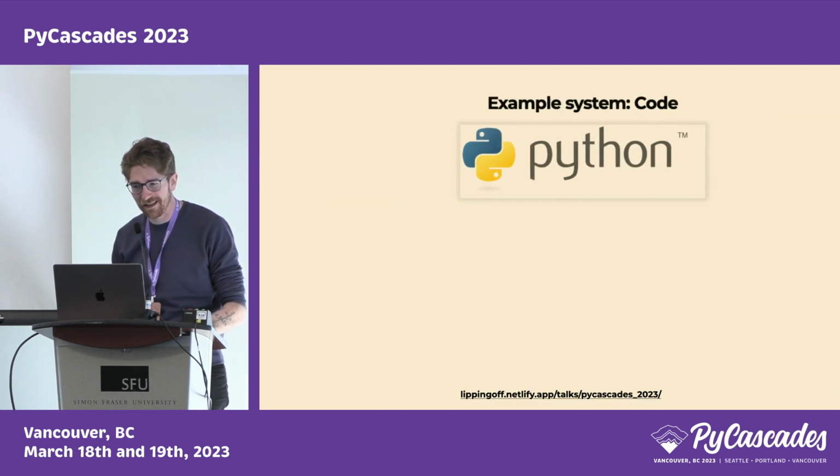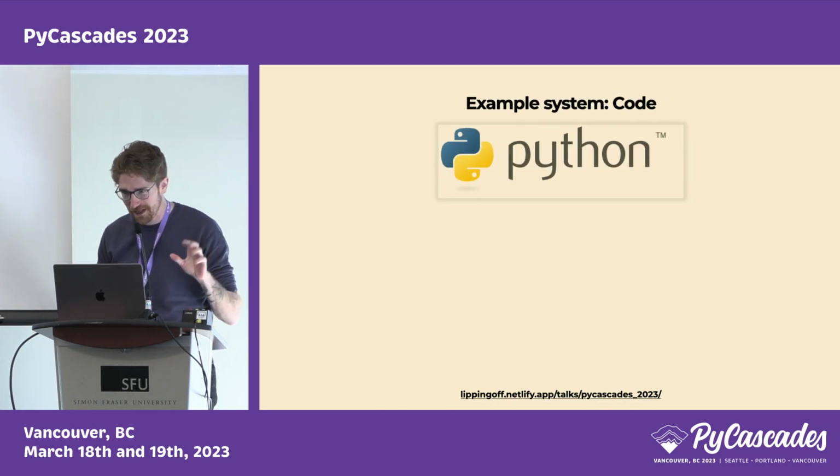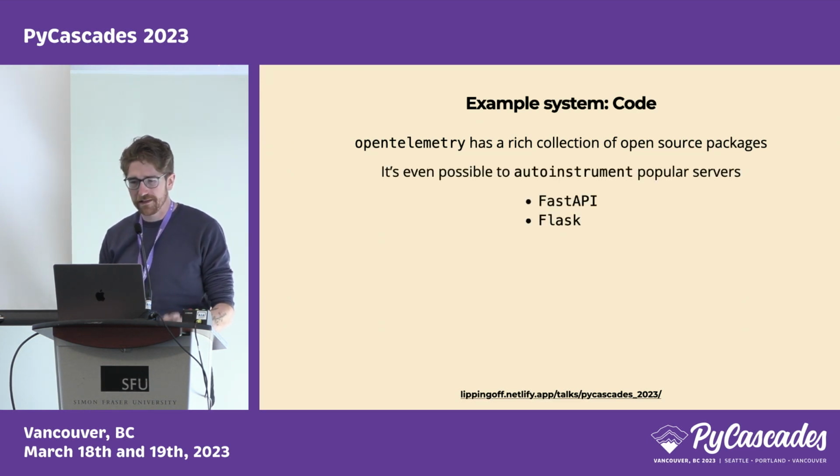What does it look like in Python? It took me a while, but we're finally here. I'm going to be talking about some Python code. OpenTelemetry is a really fun library to work with. It has a rich collection of packages, a whole bunch of them, and it even has something called auto-instrumentation to make this really simple to get started with. I'm going to be showing examples for FastAPI and Flask. There are a bunch of other examples as well.